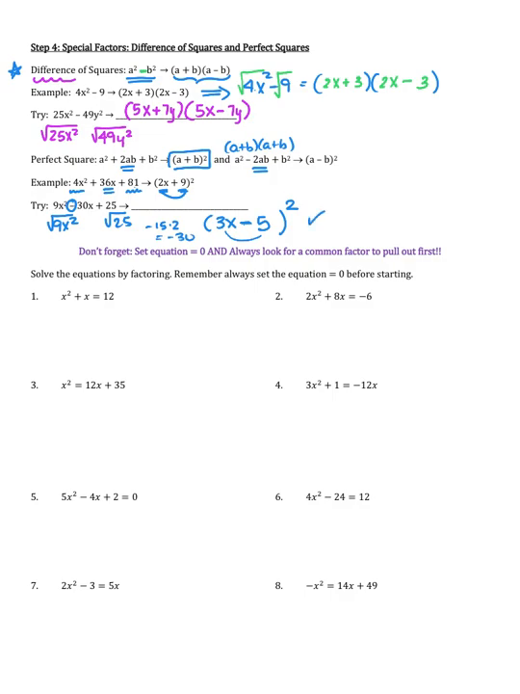All right, so below are some examples for you to try, and just a little reminder, do not forget you have to set the equation equal to 0 before you even start, and always look for a common factor to pull out first. Now on these, you're actually going to solve, so that means you have to set each factor equal to 0 and actually find the value of x. All right, that's your homework.